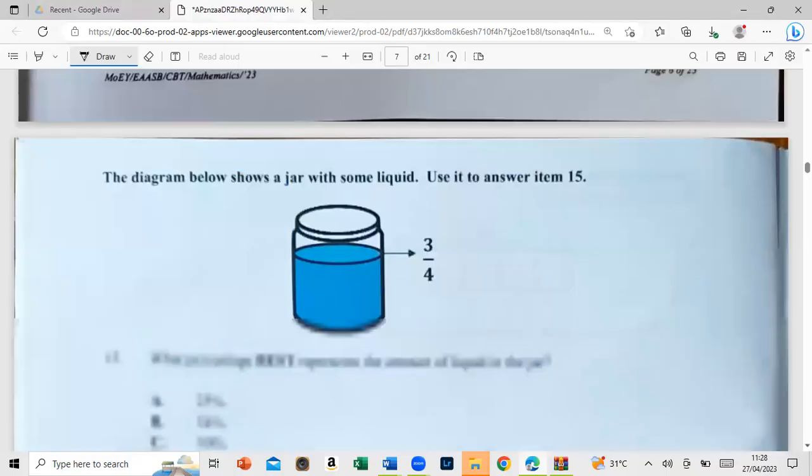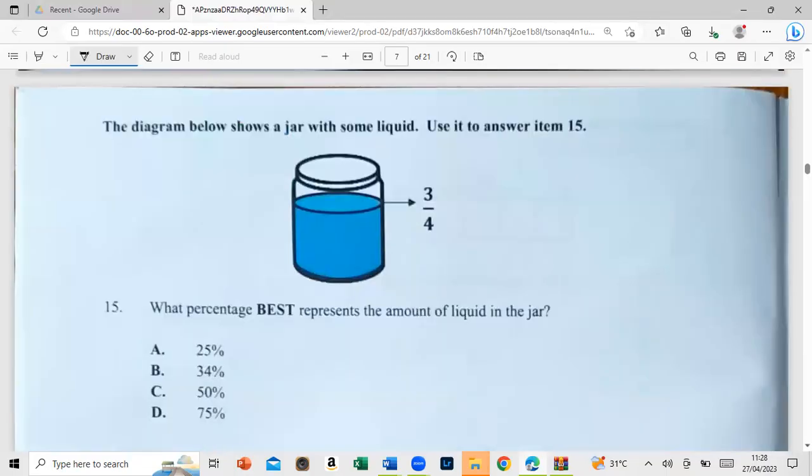Alright, the diagram shows a jar with some liquid, use it to answer item 15. So you have 3/4 filled. What percent best describes the amount of liquid? And that would be 75%. How do we get that? We just say 3/4. We're supposed to know that from class, guys. These are normally ones that we use, for example, a half, 1/3, 2/3, all of those, 3/5.